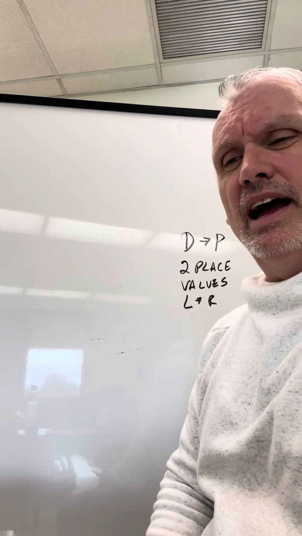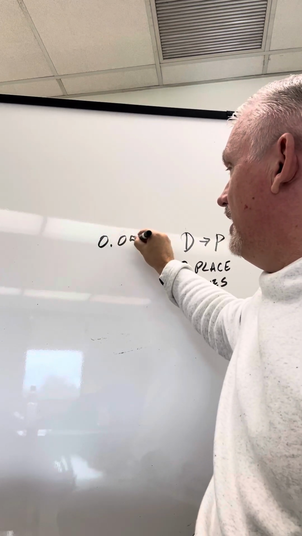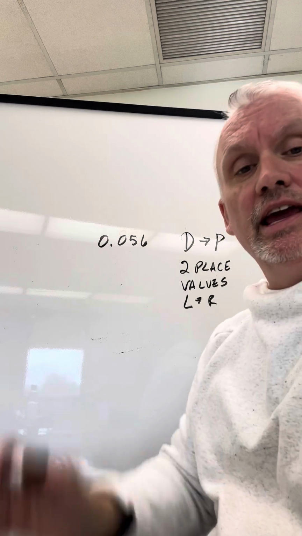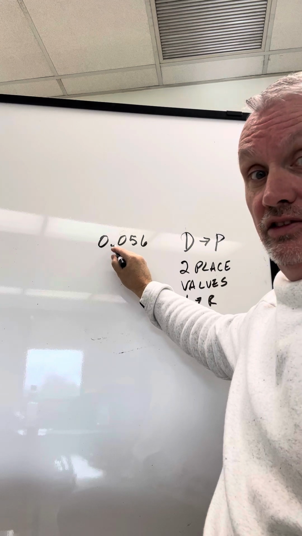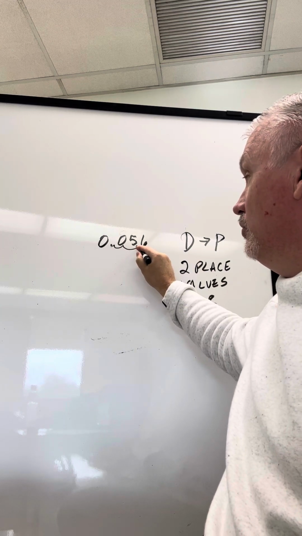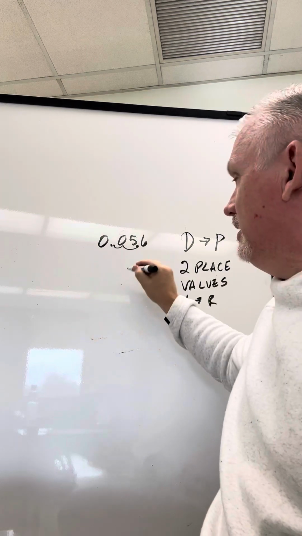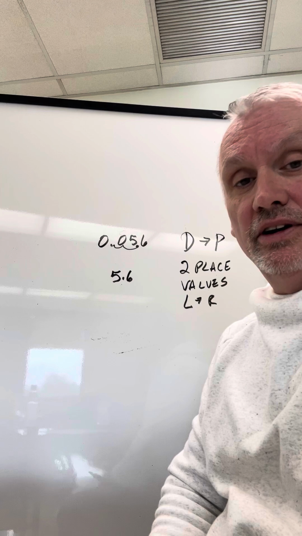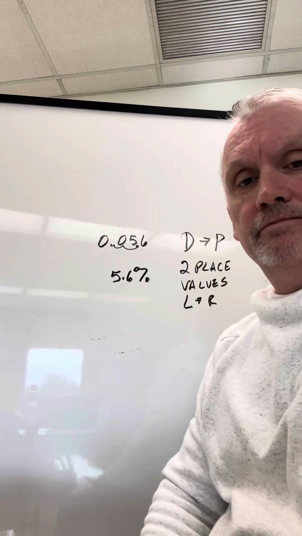Okay? So now, what if I gave you 0.056? So you move it twice. You've located the decimal. It's right here. You move it two places to the right. 1, 2. Put the decimal. Drop the zeros off. They're gone. 5.6. And don't forget what you're after. You're after the percent. So put a percent symbol in there.